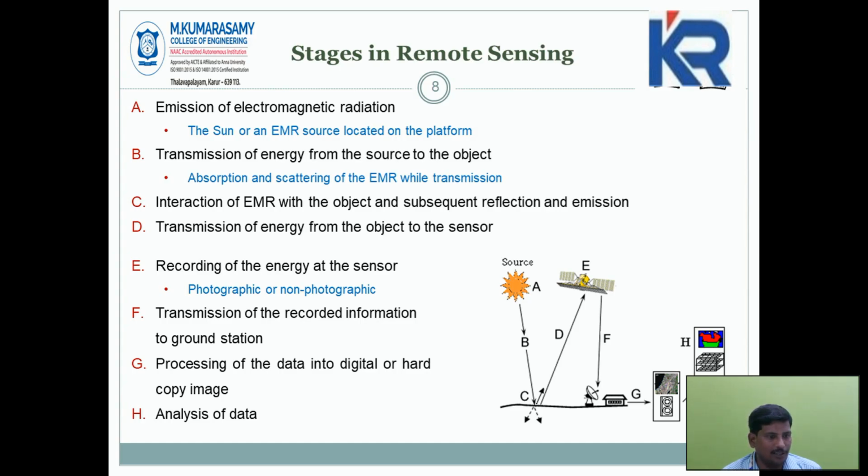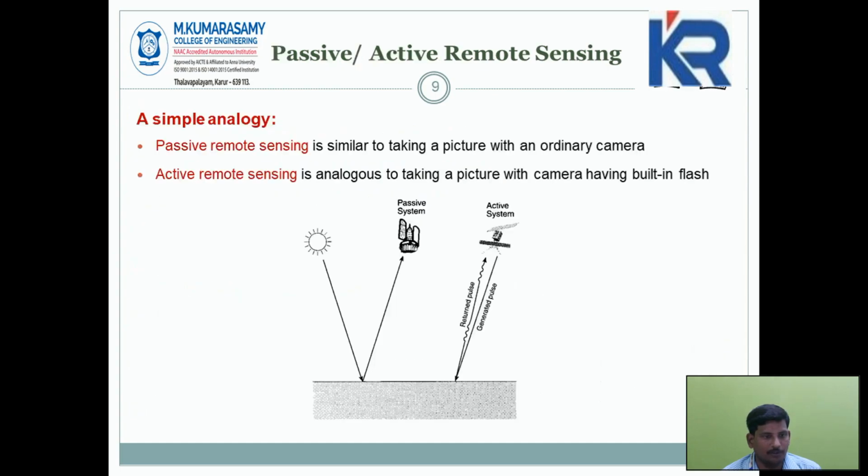That is C, then D, then E, recording of the energy by the sensor, then F, transmission of the recorded information to the ground station. Then H, processing of data into digital or hard copy. Finally, we analyze it with the help of ground software.